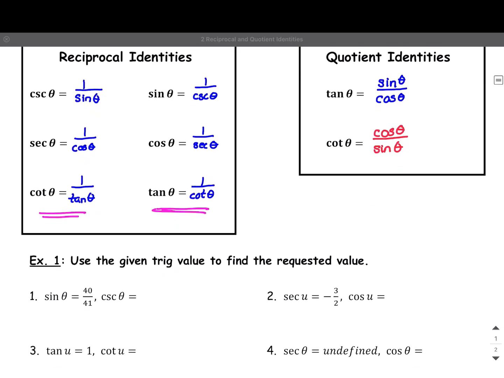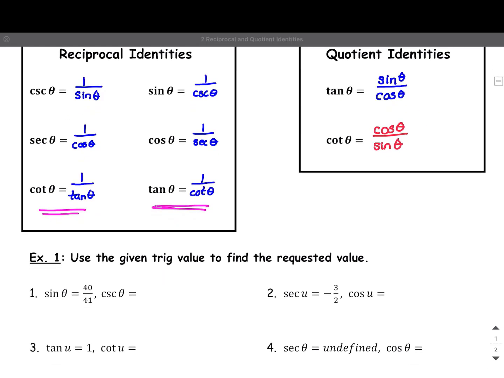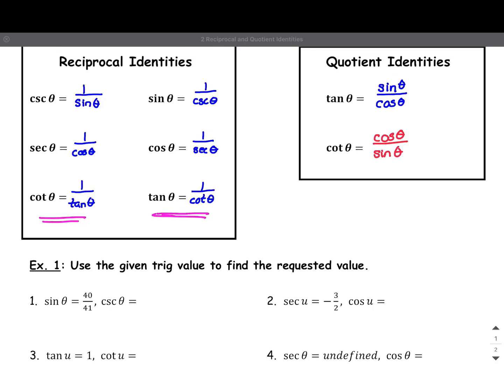Now, let's use these identities and find some trig values. So if I know that the sine of theta is 40 over 41, and I'd like to find the cosecant of theta, I know that sine and cosecant are reciprocals, so all I need to do is take the reciprocal of that function, and it's 41 over 40 is the value of cosecant theta. Nice and simple. Just flip the value.